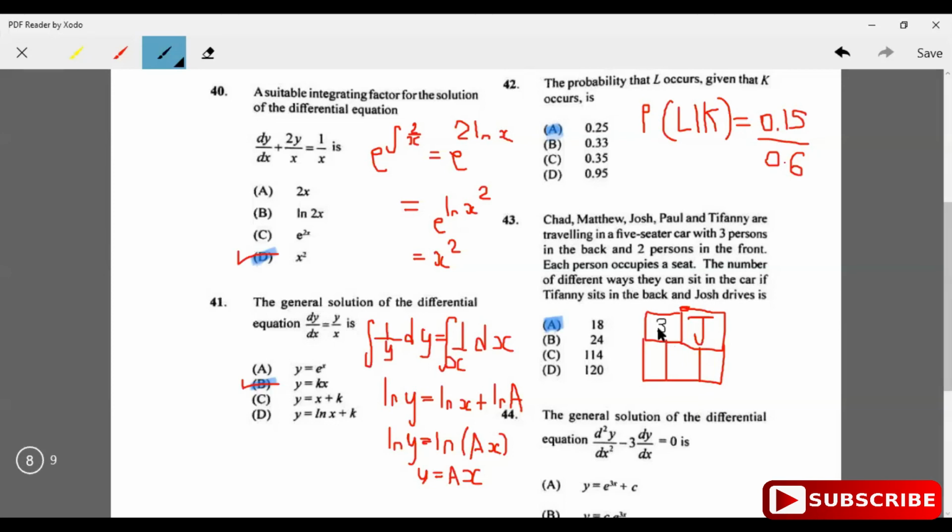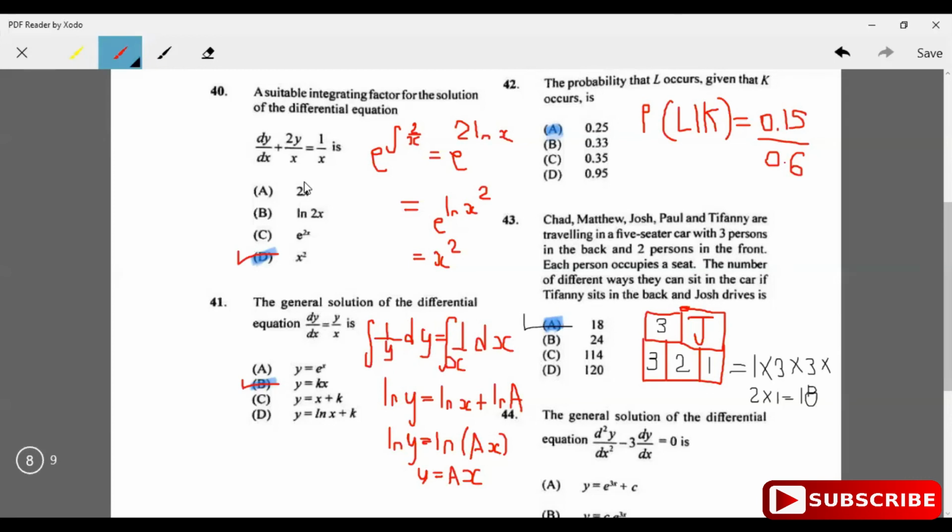Now, let's say we choose 1 person here. There are 3 persons left, so any one of the 3 can go here, then any one of the two can go here, then the last person left sits there. That's 3 factorial. So this is now 3 times 3 times 2 times 1. It is Josh, which is 1, times 3 times 3 times 2 times 1. That works out to be 18. So 3 factorial times 3 is 18. Option A.